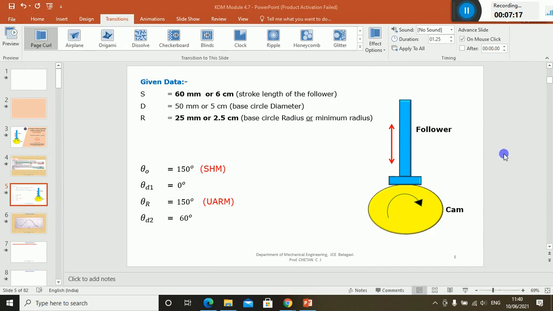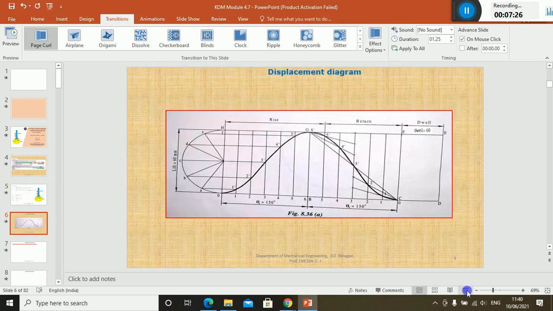So there is some disturbance in my native place, so please adjust for that. So I'll continue with this displacement diagram. Before drawing the cam profile, I need this displacement diagram.